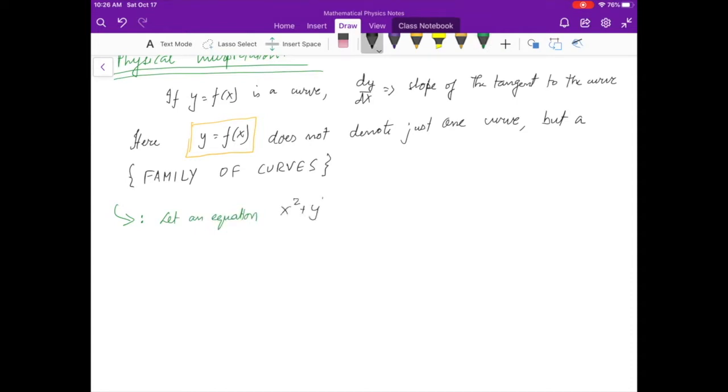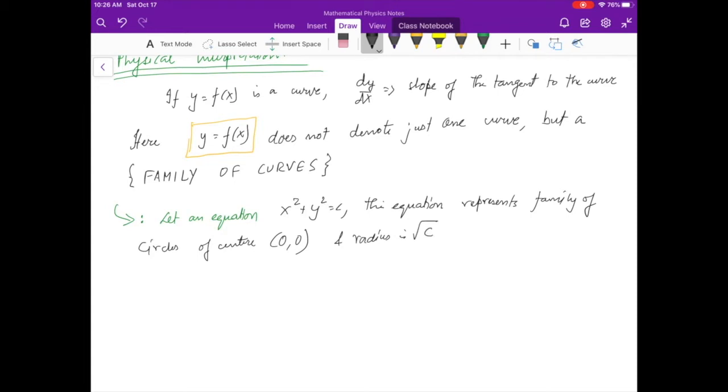Okay. So let's check what we mean by a family of curves. Let an equation be x squared plus y squared equals c. This equation represents a family of circles of radius root c, centered about the point (0, 0), which is essentially the origin in a rectangular orthogonal coordinate system. So we see that the radius is root c, and the only parameter that can be used to change the radius of the circle is c.